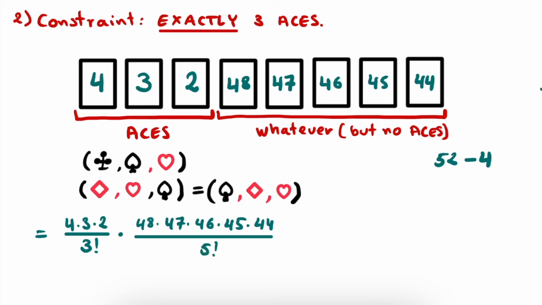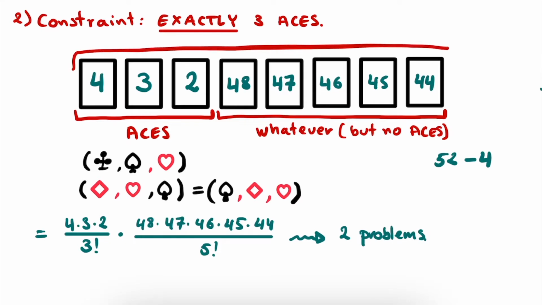This is exactly 5 factorial ways. And we see something quite interesting happening here, namely that the total number of combinations in which we can draw 8 cards from a deck of 52 cards, of which 3 of them are aces, separates into 2 problems.